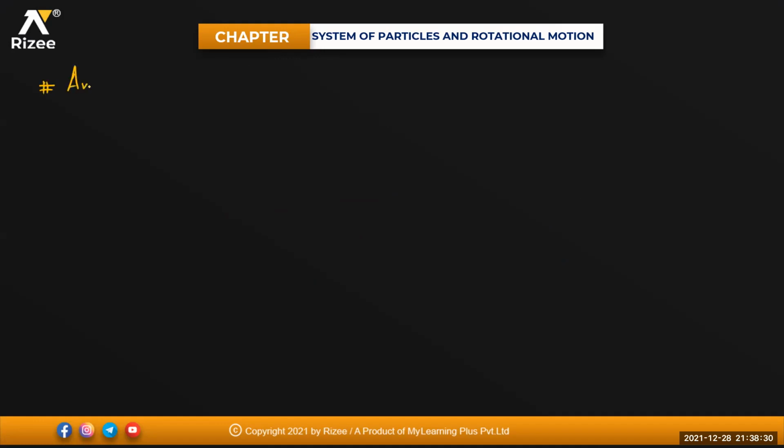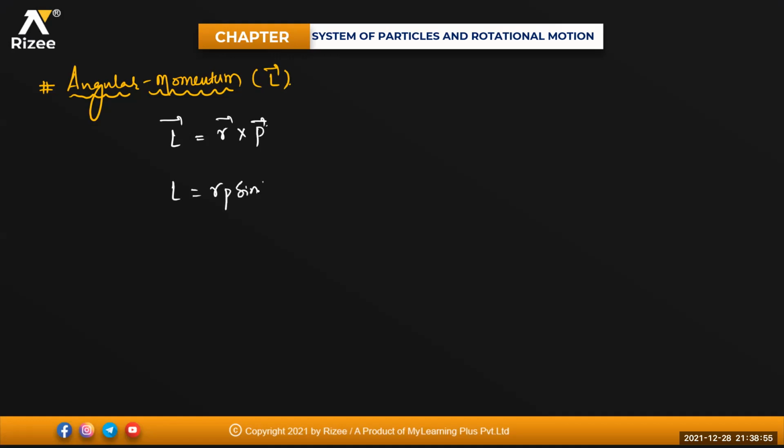Next one, an important term, angular momentum. It is represented by the letter L bar. It is also a vector quantity. Angular momentum is L bar is equal to r bar cross p bar, so L is equal to r p into sin theta. It is something like a cross product, like A bar cross B bar is equal to magnitude of A, magnitude of B into sin theta. Clear?